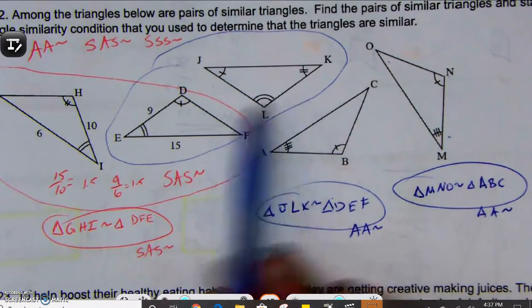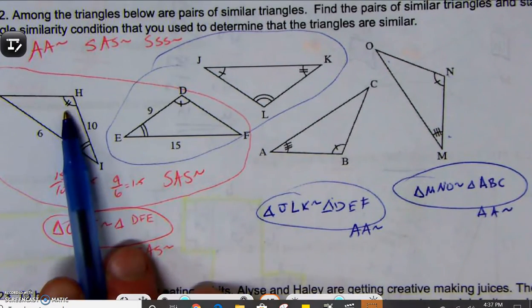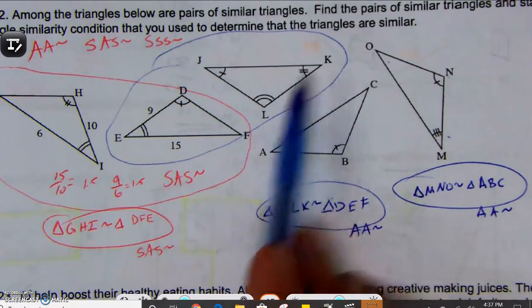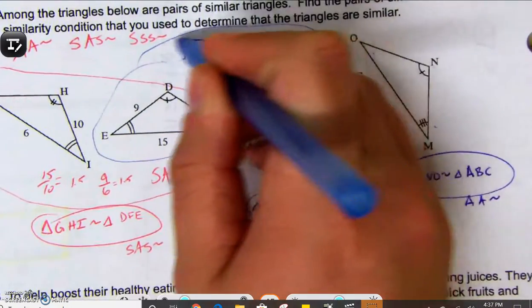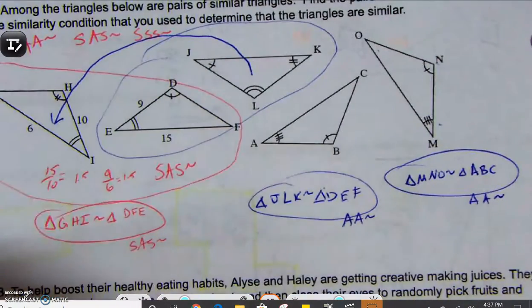So let's just double check. This one actually has a 2, and that one has a 2, and it also has the 2 arcs and the 2 arcs. So actually, this one is also going to be similar to that one.